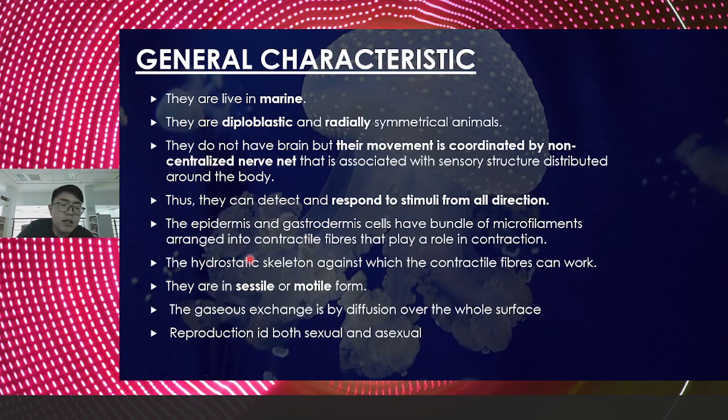This kind of organism has a hydrostatic skeleton, against which the contractile fibers can work. Mostly, these animals are sessile or motile forms. Sessile means they normally stay in one place only, like Porifera. And motile means they can move, like jellyfish. Jellyfish can swim anywhere, right? And the gaseous exchange for this organism is by diffusion over the whole surface area.